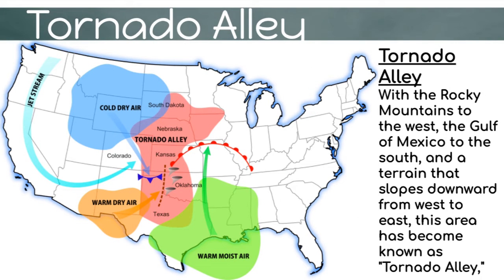So where is Tornado Alley? It's actually in the center of the United States. It's here that you have all the perfect conditions that exist for a tornado. Now, of course, tornadoes can happen anywhere, but this is where most of them happen. It happens to encompass South Dakota, Nebraska, Kansas, Oklahoma, Texas, and other places.